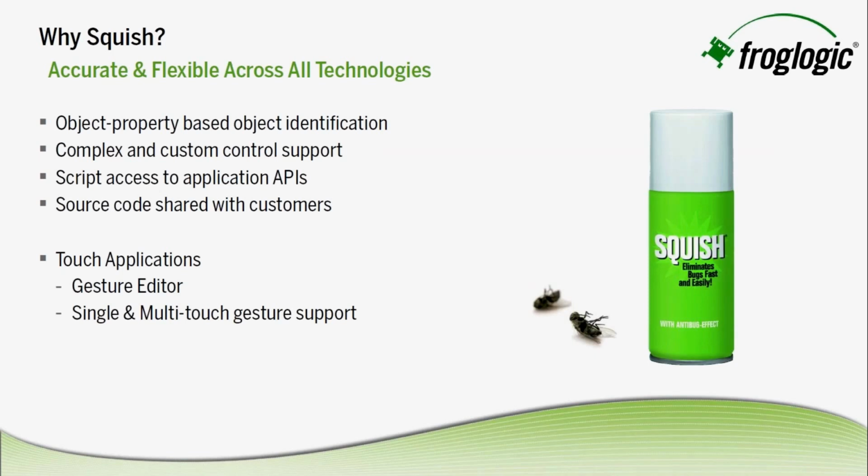Now I mentioned this object-based thing a few times. If you're not familiar with automated testing, that might not mean a lot to you. If you are, you've probably heard object-based versus image-based, using object properties versus using XPath, things like that. Well, in Squish, what we do is we identify objects based on the characteristics of those objects.